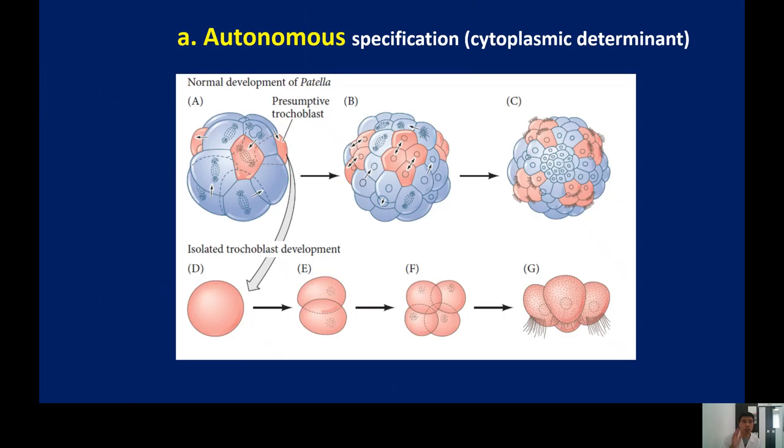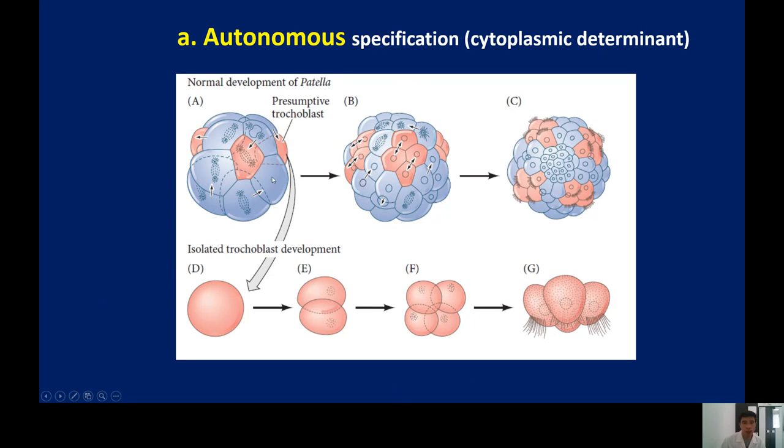Related to specification, there are actually three types of specification. The first is autonomous specification. Shown by these illustrations, the normal development of Patella, an invertebrate. This embryo consists of two types of cells, with different colors, reddish and gray, and it has specifications.